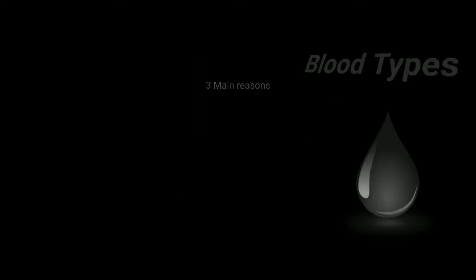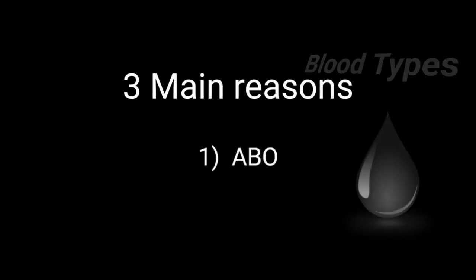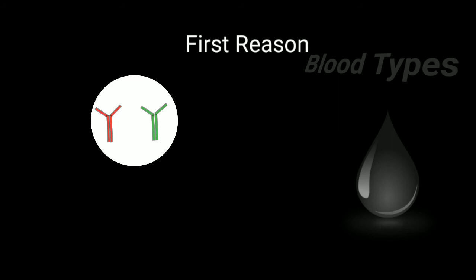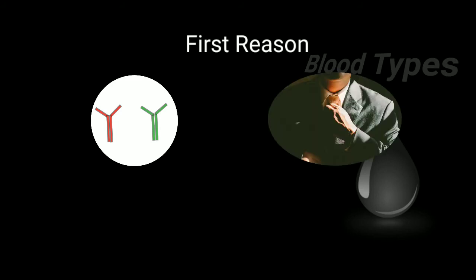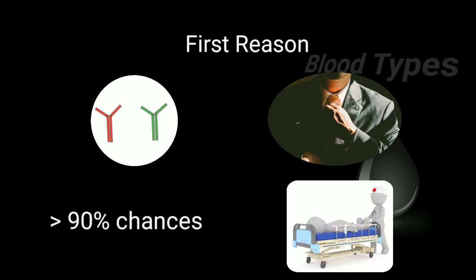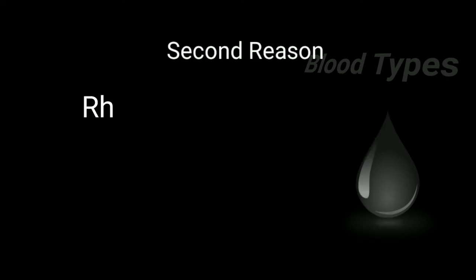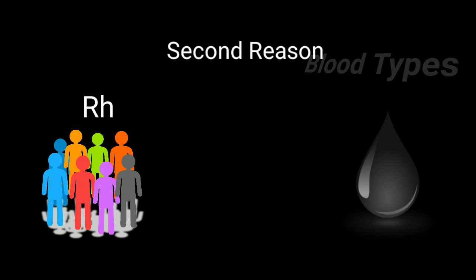There are three main reasons for considering these two blood group systems. First reason is A or B antibodies are easily found in the blood plasma of any person. If not checked for the ABO system antigens and transfused to the patient, there would be more than 90% chances for serious consequences.